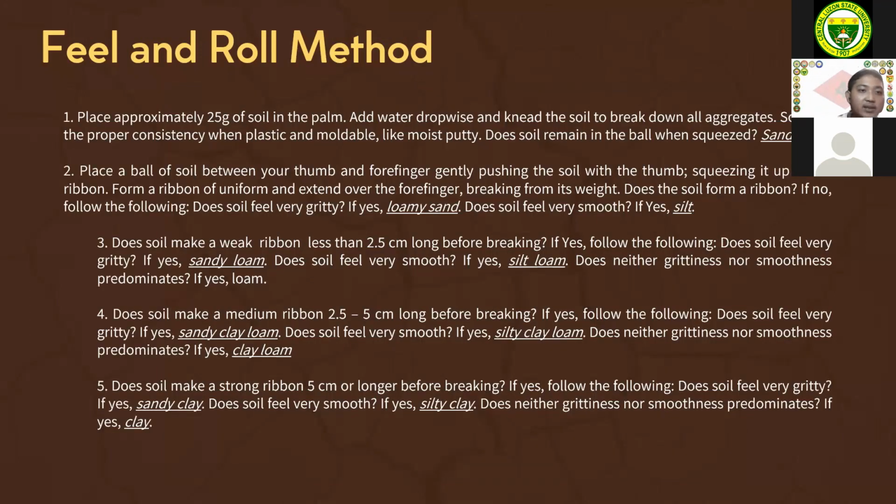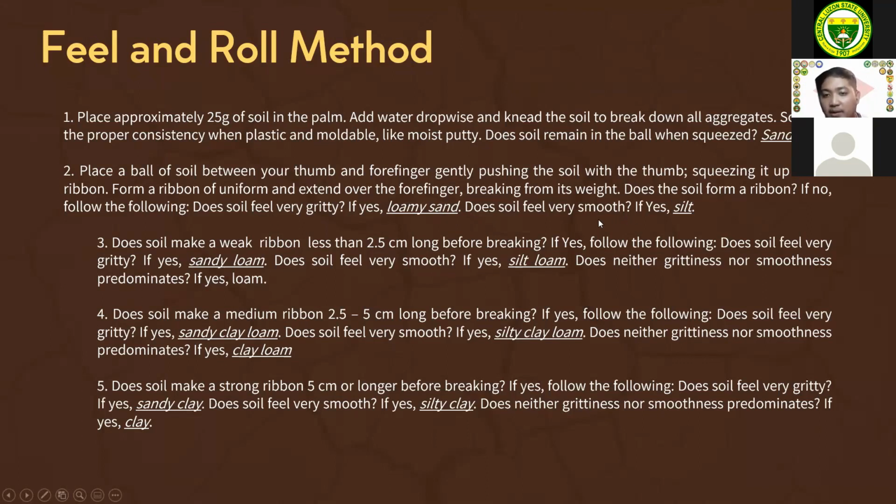So this is the step-by-step procedure sa feel and roll method. So ayan, place approximately 25 grams of soil in the palm. Then yun nga, ibubuo ng ball. Pag no, sand. Okay, pag yes, pagka nakakabuo ka ng ribbon, proceed ka dito sa step 3, 4, and 5. Pagka hindi, it can be loamy sand.